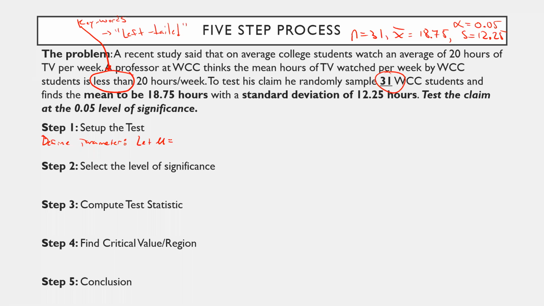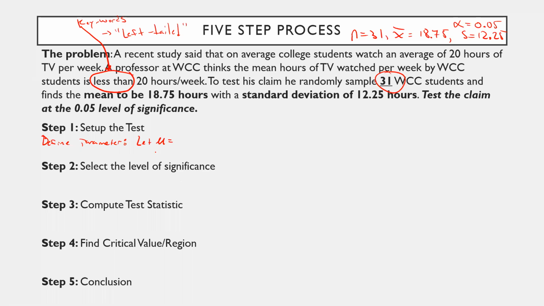Are you doing the 20? Okay, well, hold on. I don't want to put a number to this. I just want to say what we are investigating here. The 20 hours is the average of all college students, that's what the problem says. So what very specific students am I interested in? Just the WCC students. I'm investigating the average number of hours of TV that WCC students watch.